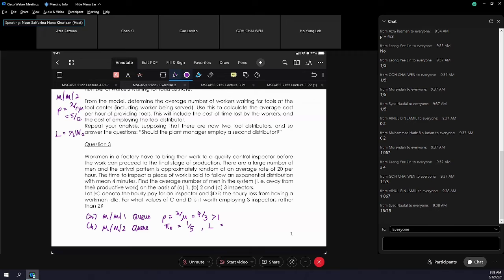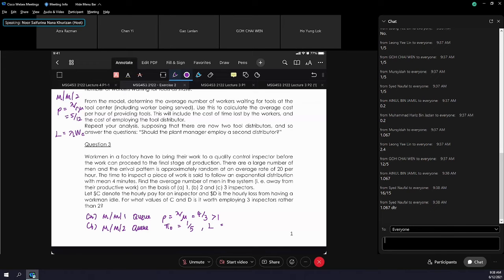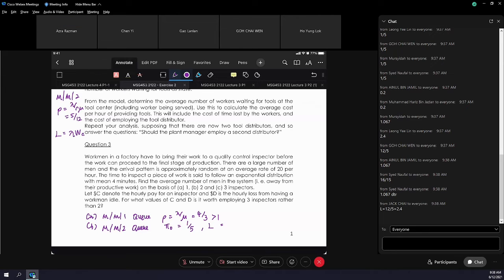So we have two answers so far. The first one would be 2.4 and then 1.067. 16 over 15 in decimal is 1.067. Jack gets 12 over 5 or 2.4. My answer is equal to 2.4.